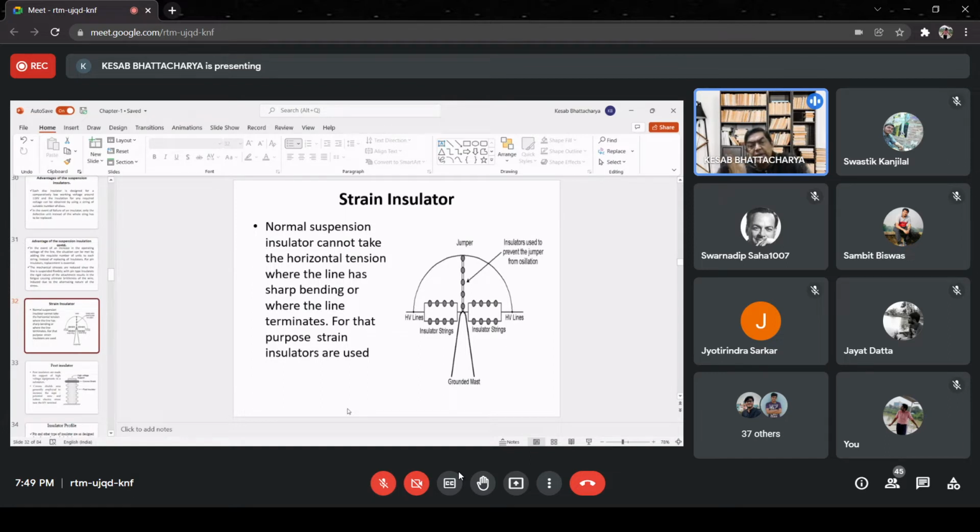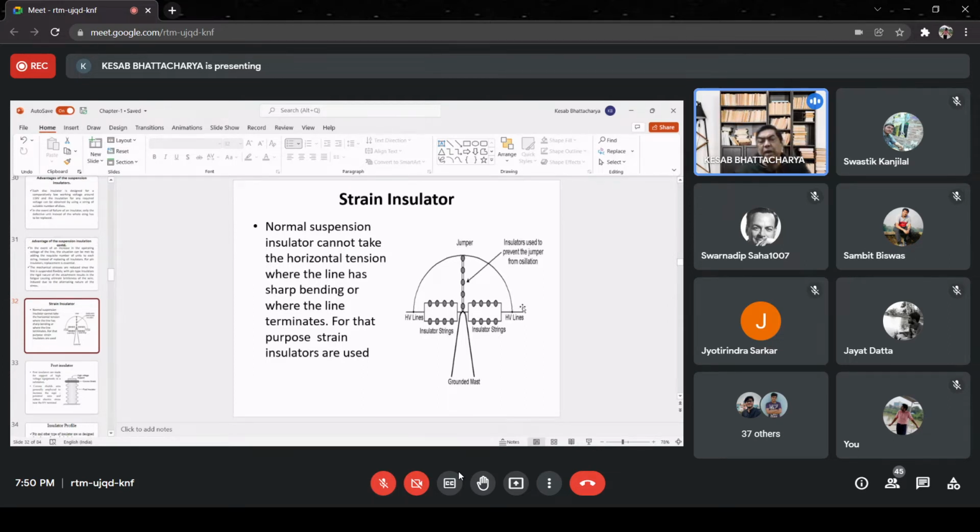Again, these strain insulators are made up of disc insulators, but their designs are slightly different from those of suspension insulators. We cannot terminate any transmission line directly onto the tower body or cross arm, because that will result in a dead short circuit. Live high voltage potential will come into earth contact. That is why we have to terminate them with the help of insulators, and for that purpose strain insulators are used. As shown in the diagram, this is one incoming line and this is the outgoing line.